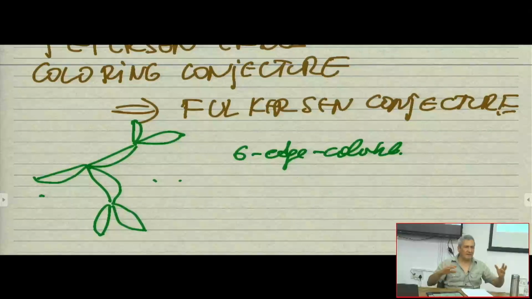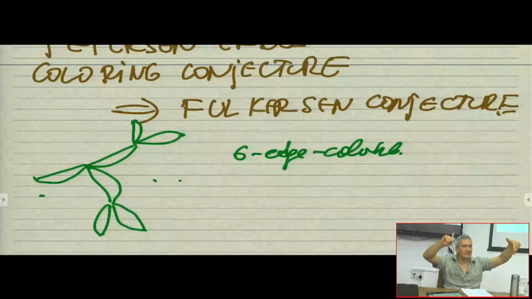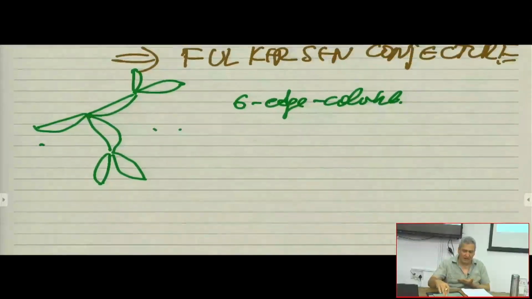Because if the Petersen coloring conjecture is true, you can check that the Fulkerson conjecture is true for the Petersen graph, then you will map any graph into the Petersen, and depending on how the edge of the Petersen graph is colored, you double the corresponding edge of the original graph. We don't have too much time to go into details here.